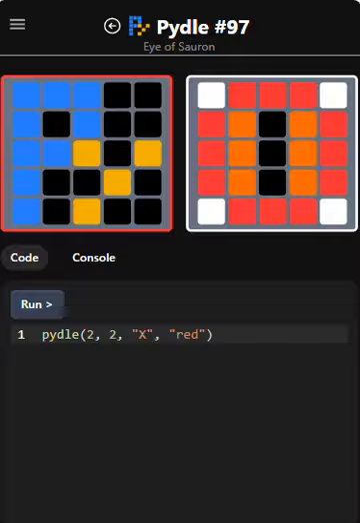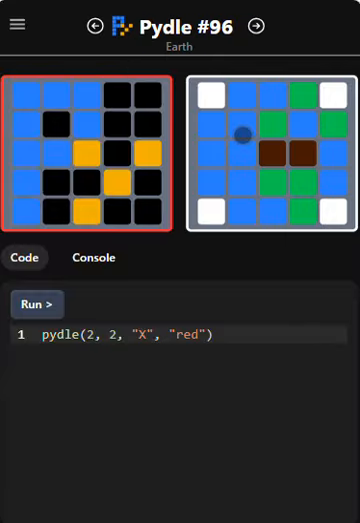Pydle is a daily puzzle you need to solve by writing Python code. Today's Pydle is the Eye of Sauron, so have a go at solving that. It should be fairly simple because there's lots of symmetry. If you're new to Pydle, then follow along. I'm not going to solve yesterday's Pydle, which should give you a flavor of how to solve Pydle and play the daily Pydle.